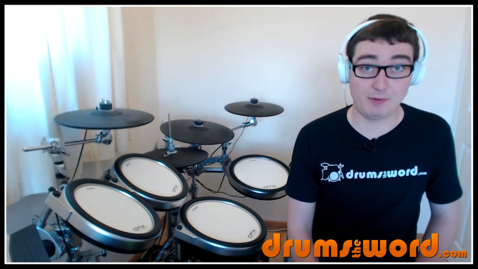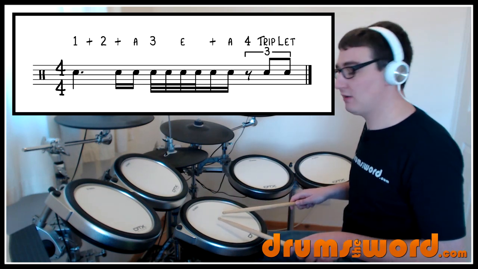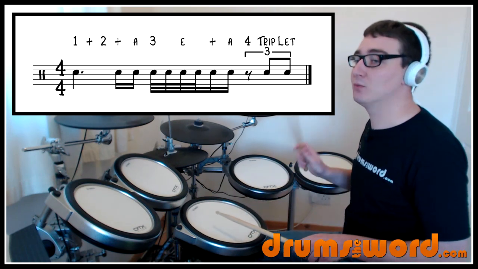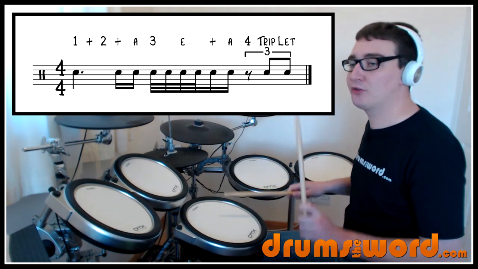So, going back to our example, let's now hear what this sounds like when played out loud. 1 and 2 and 3 and 4 and 1 and 2 and a 3 E and a 4 triplet.